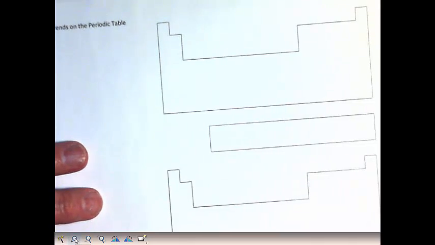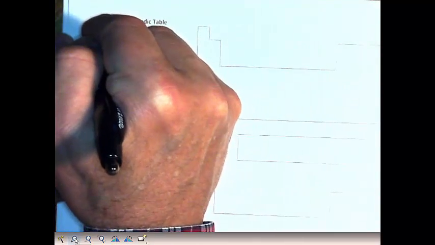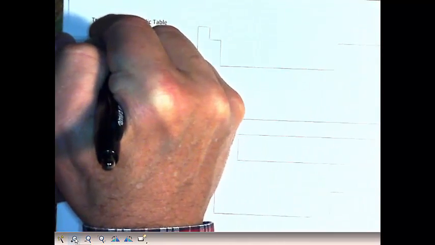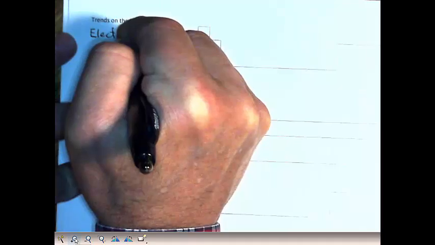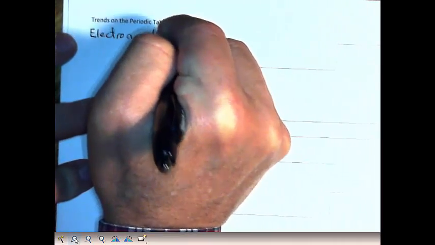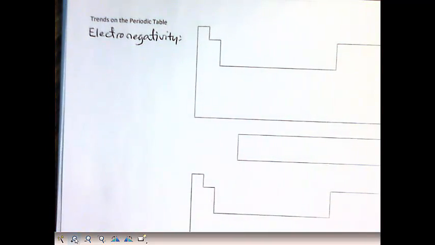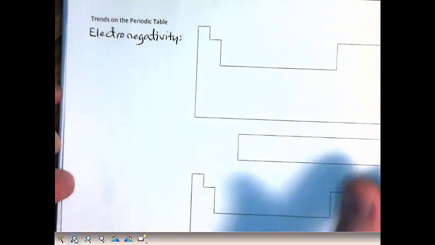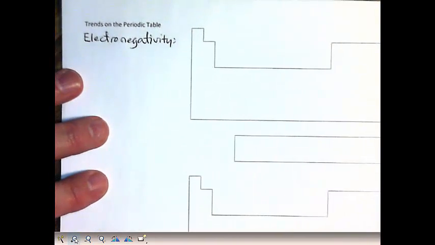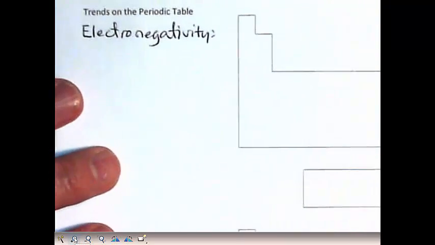All right, so we're going to look at the pattern of electronegativity, or let's just call it electronegativity. The electro part is from the electron. The negativity has to do with the charge. Okay? That makes sense? So let's define electronegativity then. The electronegativity.